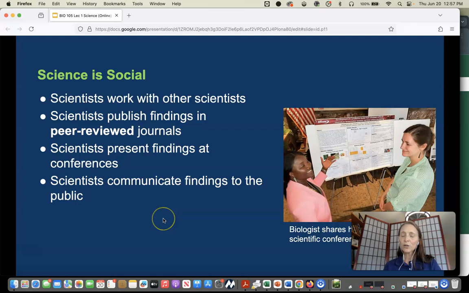And again, scientists communicate these findings as well to the public, oftentimes through media outlets. Now it's much easier because we can do it through podcasts, we can do it through social media, and so today there are much better ways to communicate our findings to the public than it used to be. Even just 20 years ago when I was a new biologist, things were very different then. There wasn't the communication with the public that we have today.